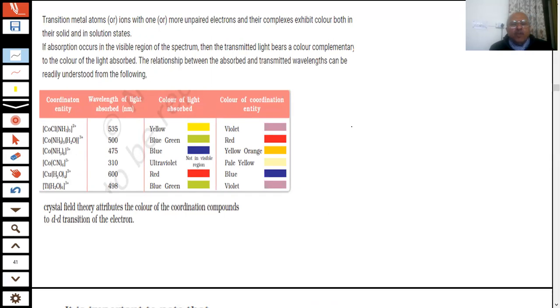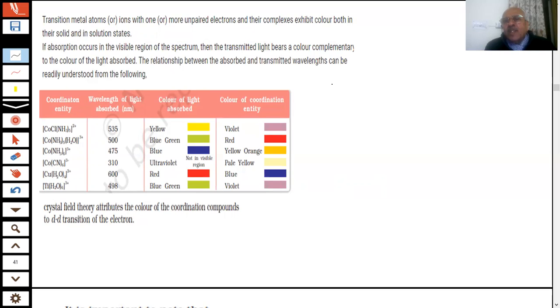This is a picture to show what type of colors are observed in coordination compounds, and the wavelength of light absorbed in nanometers has been given. Data is available in books. So what we are saying is that transition metal atoms or ions with one or more unpaired electrons, and their complexes, exhibit color both in their solid and solution states.